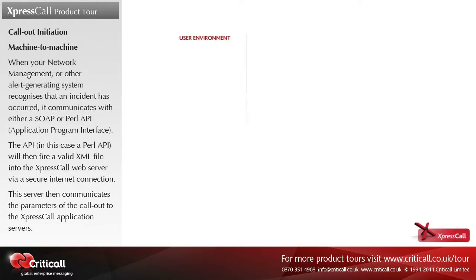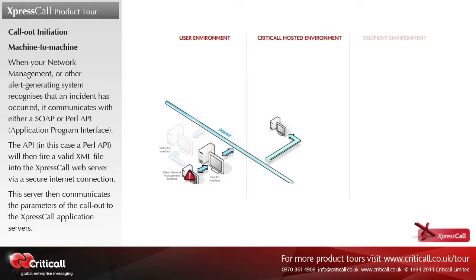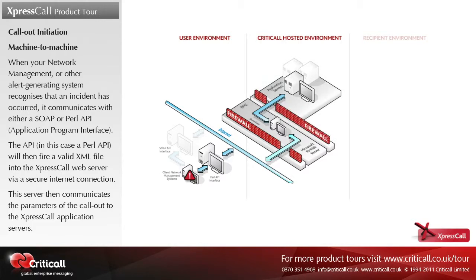When your network management or other incident generating system recognizes that an incident has occurred, it communicates with either a SOAP or Perl API, Application Program Interface. The API, in this case a Perl API, will then fire a valid XML file into the XpressCall web server via a secure internet connection. This server then communicates the parameters of the callout to the XpressCall application servers.